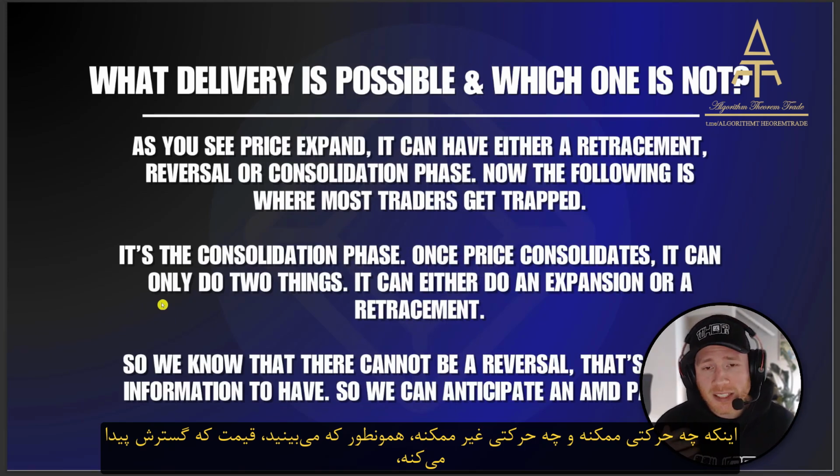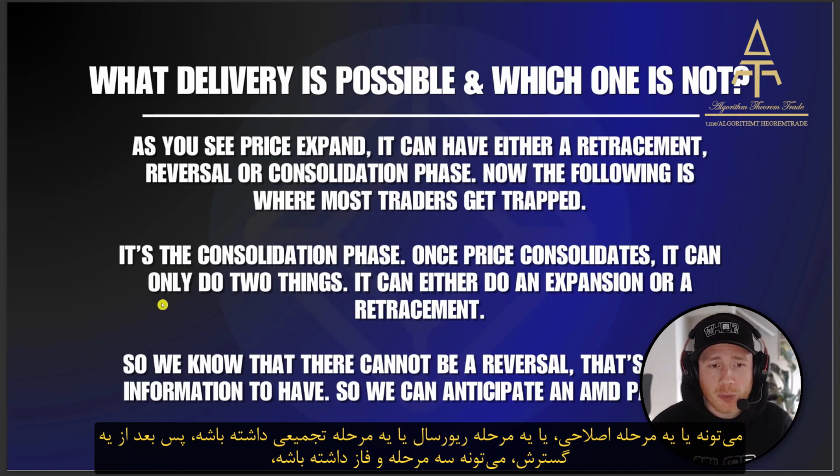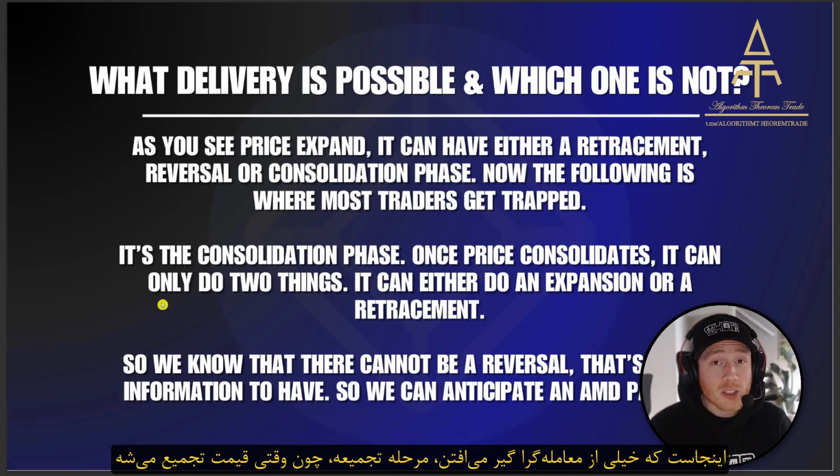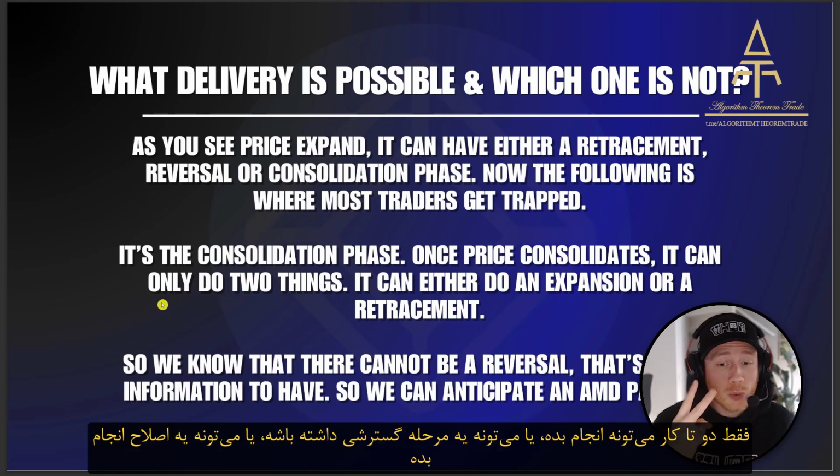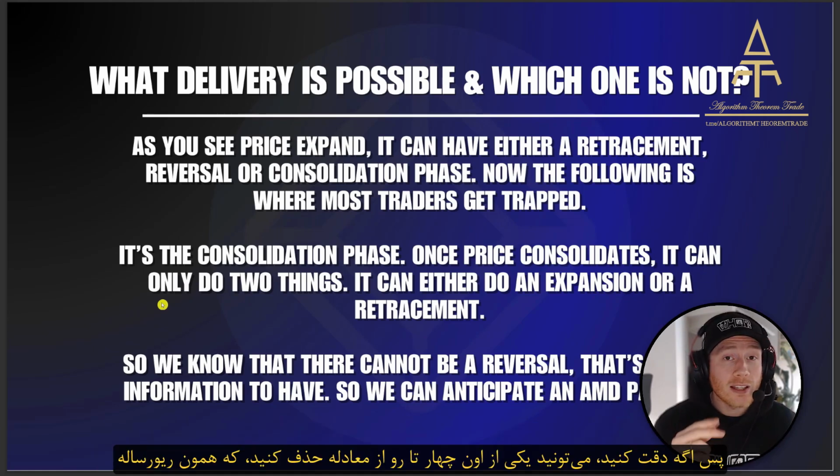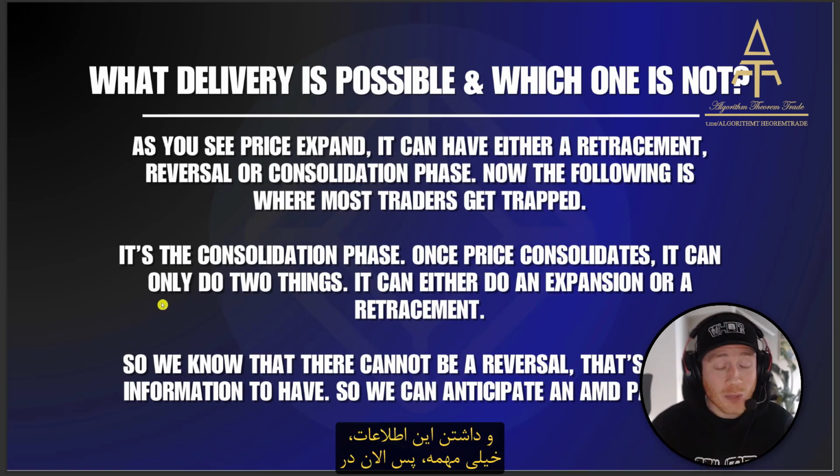As you can see, price expands, it can have either a retracement, a reversal, or a consolidation phase. So it can have 3 phases after an expansion. The following is where most traders will get trapped. It's the consolidation phase, because once price consolidates, it can only do 2 things. It can either do an expansion phase or it can do a retracement. So now if you pay attention, you already can cross one of those 4 out of the equation, which is a reversal. And having this information is golden information.